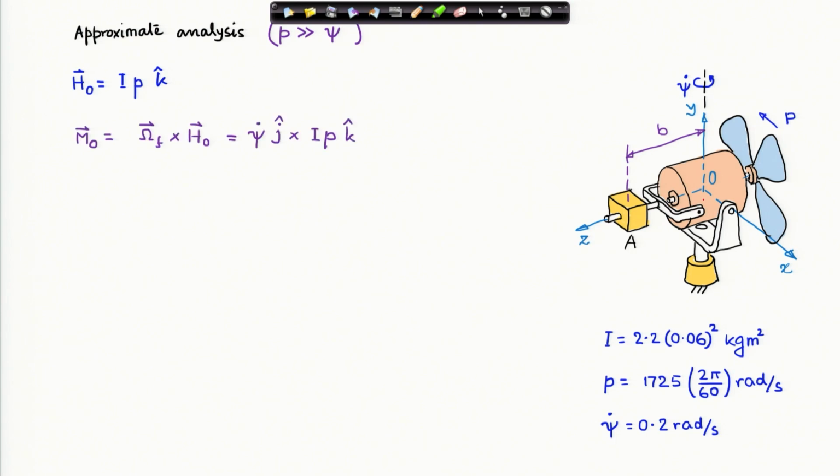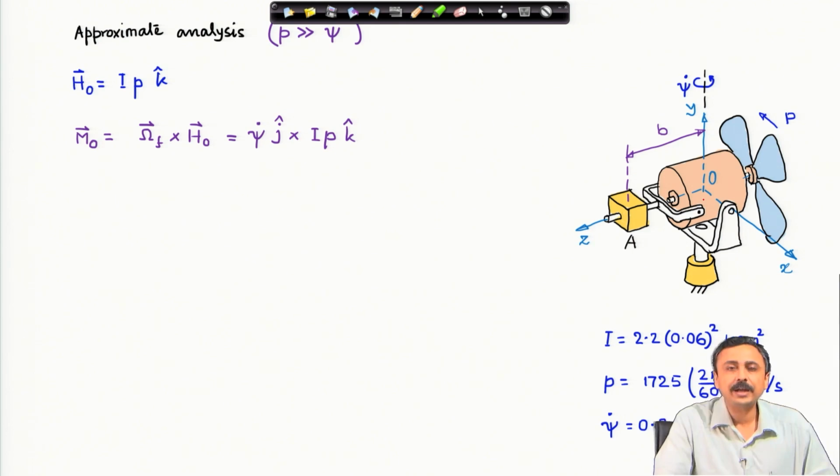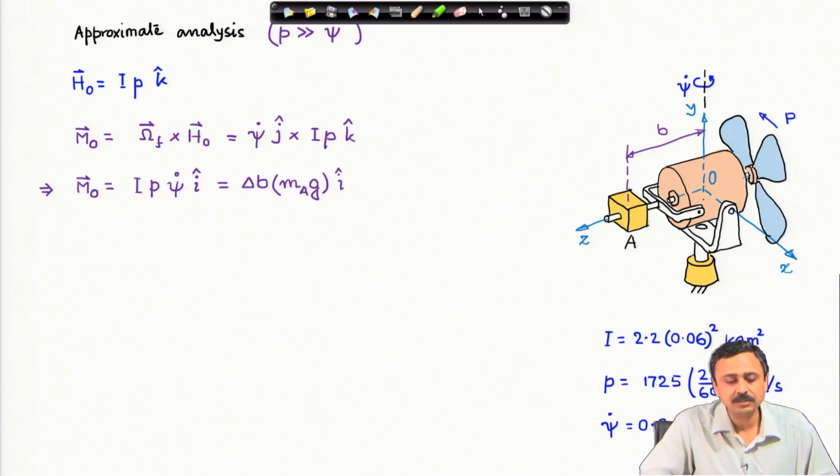Now, the moment acting about O is equal to the temporal rate of change of angular momentum about O, which is 0 because everything is constant. The only thing that remains is the frame derivative, and that is the angular velocity of the frame cross the angular momentum about O, and this is straightforward. Psi dot j cap, where psi dot is the precessional angular speed, cross I p k cap, and the moment turns out to be in a very simple form. And this moment is produced by what?